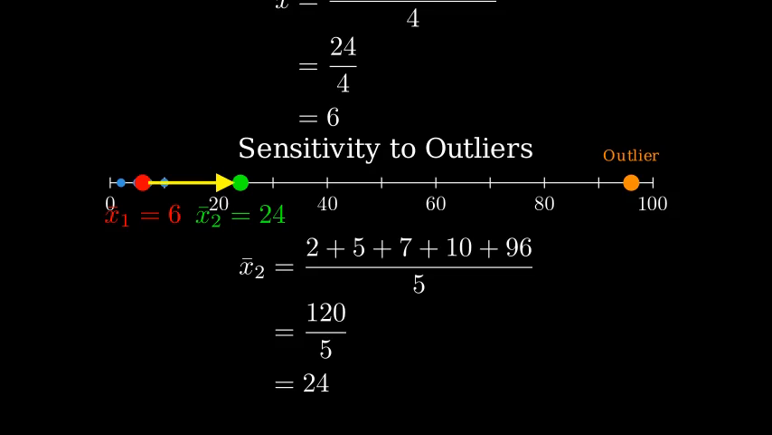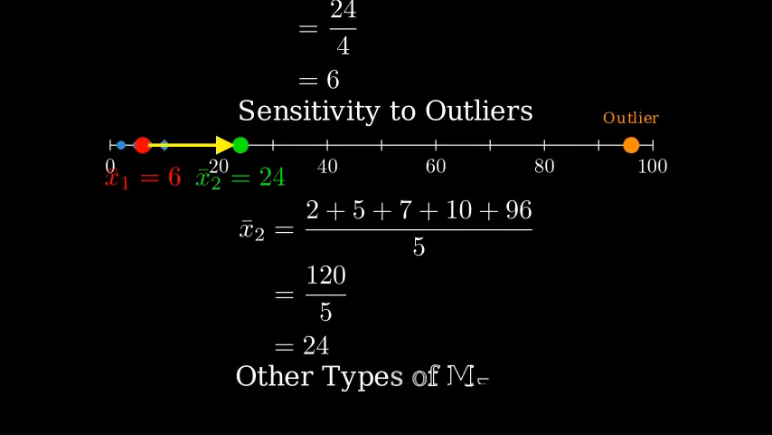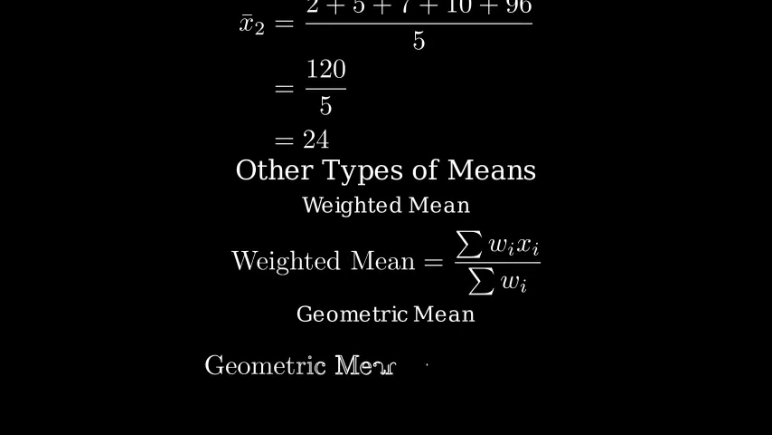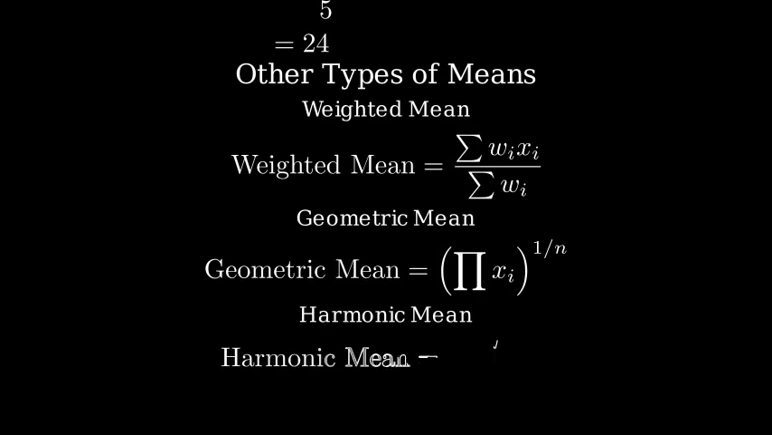Besides the arithmetic mean we've been discussing, there are other types of means used in statistics. The weighted mean gives different importance or weights to different values. Its formula is the sum of each value multiplied by its weight, divided by the sum of all weights. The geometric mean is the nth root of the product of n values. It's useful for rates, ratios, and exponential growth. The harmonic mean is n divided by the sum of reciprocals. It's useful for rates and ratios, like average speed calculations. But remember, the arithmetic mean we focused on today is by far the most commonly used average in introductory statistics.